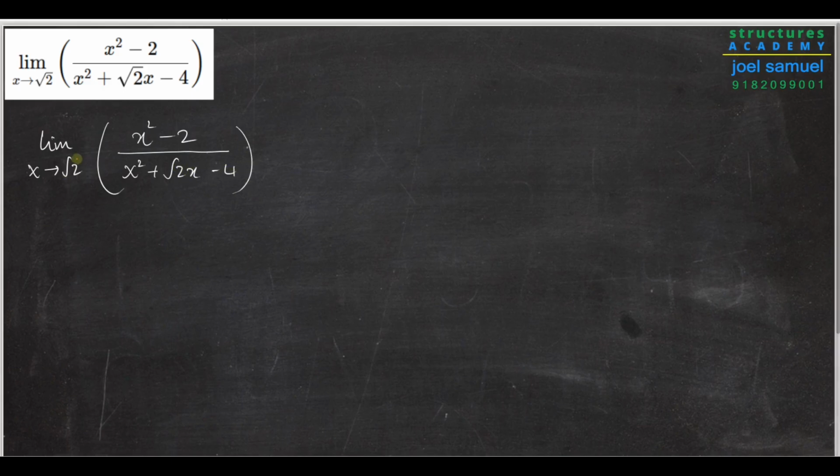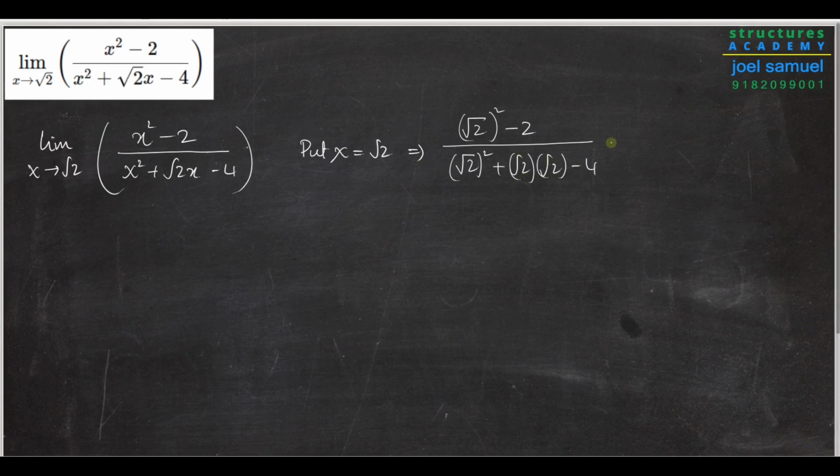So as usual, hoping for the best, let's substitute root 2 into the numerator and denominator and see if we get a finite value. So put x is equal to root 2, which implies the numerator becomes root 2 squared minus 2 divided by root 2 squared plus root 2 into root 2 minus 4. So the numerator becomes, this root 2 squared is 2, so 2 minus 2 gives us 0, and the denominator root 2 squared is 2 and root 2 into root 2 is 2. So this is 2 plus 2, 4 minus 4. So here also we end up with a 0 by 0, which is an indeterminate form.